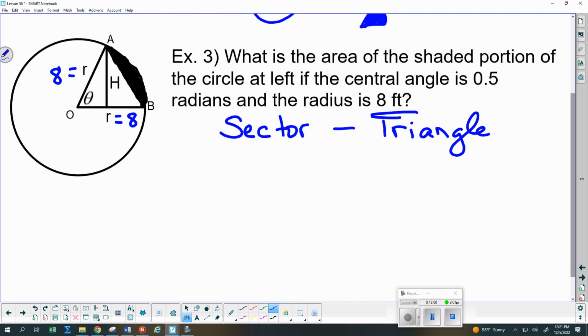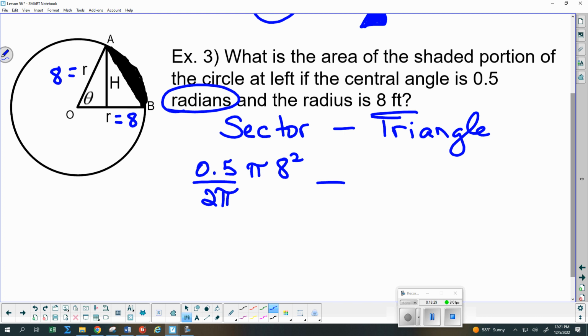And they tell us that the angle is 0.5 radians. So that's why we were reviewing the sector formula with radians. It is going to be 0.5 radians, not out of 360, but out of 2 pi, times the r squared, and r is 8. And then minus the triangle.